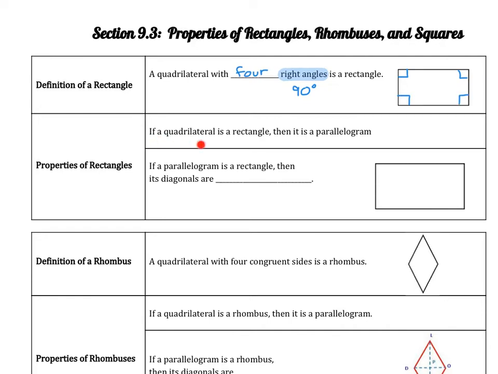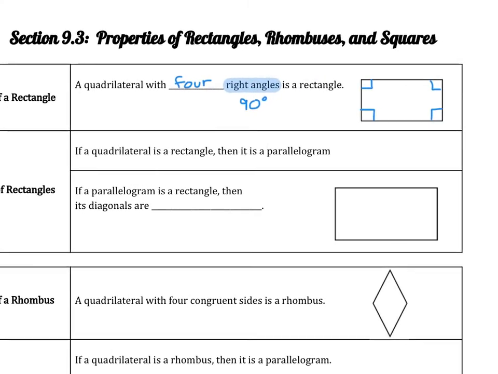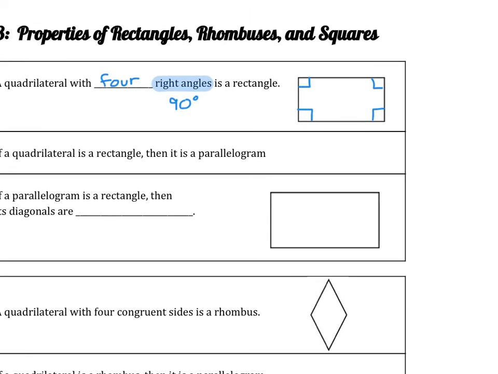So if a quadrilateral is a rectangle, then it is also a parallelogram. So a rectangle is a more specific type of parallelogram, which means it has all of the properties that we talked about for parallelograms. So since it has those properties, let's go in and mark what those are.